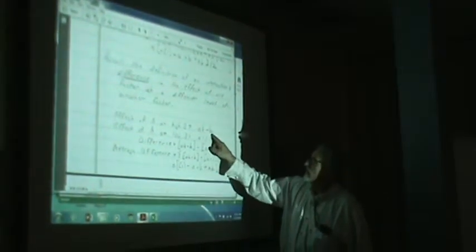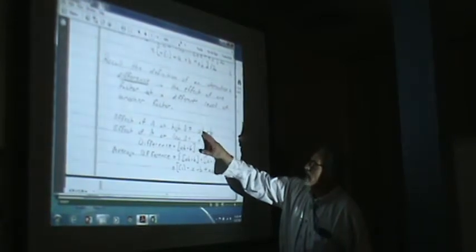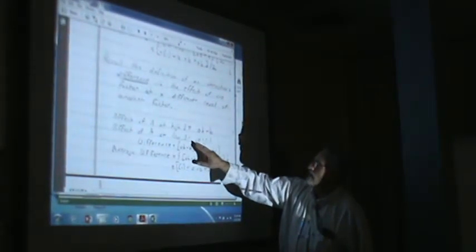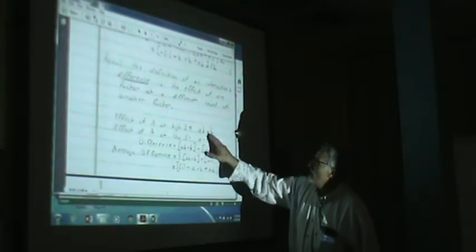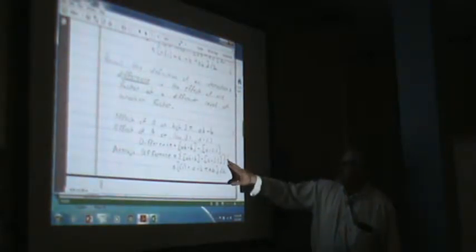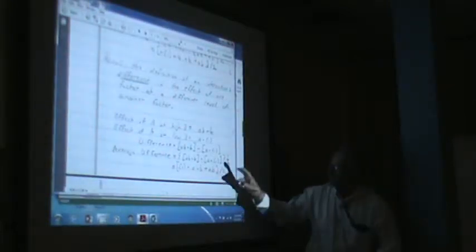Okay, so let's see. The effect of A at high B was this. Remember, the effect of B at high A was minus A here. The effect of A at low B was that. Remember that? Okay, so the difference is just subtracting those two. And let's do an average again. Let's cut that difference in half, because the difference would be zero if they were both at low B or both at high B. Let's cut it in half.